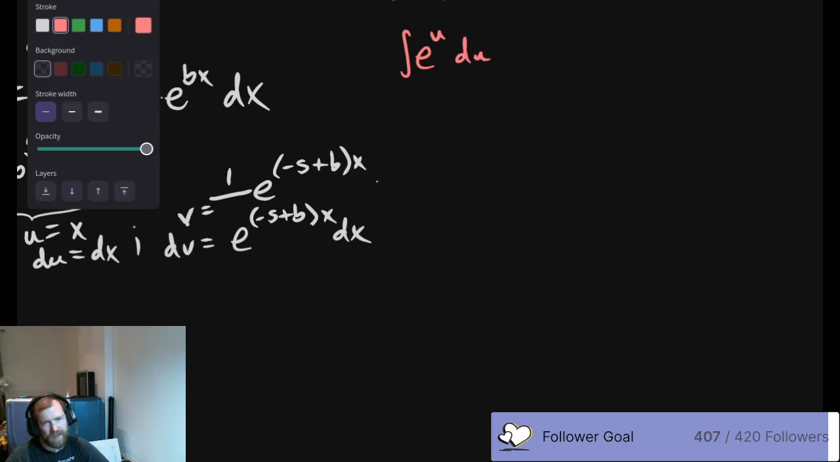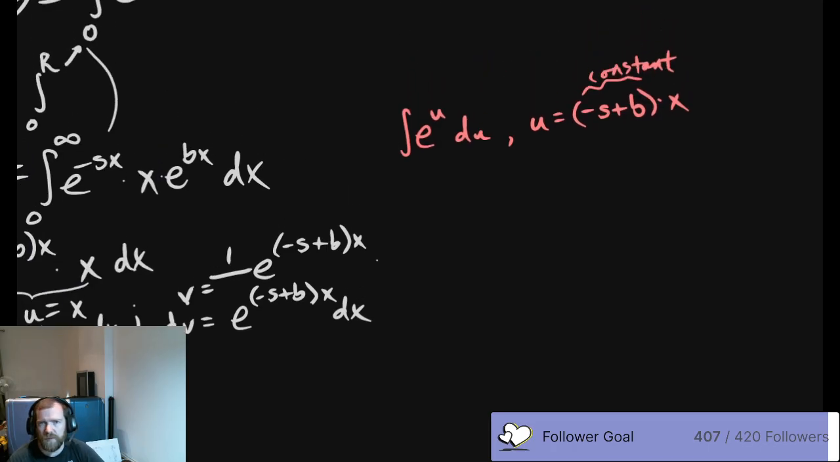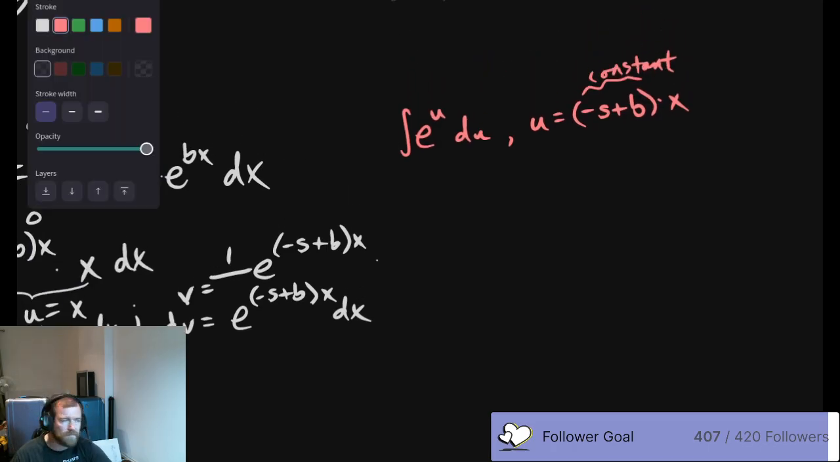And we don't actually have that technically. So what we need to do for this is say that u is equal to negative (s plus b) times x. This is all constant. Just going off the page, it's fine. That bit up there is a constant.